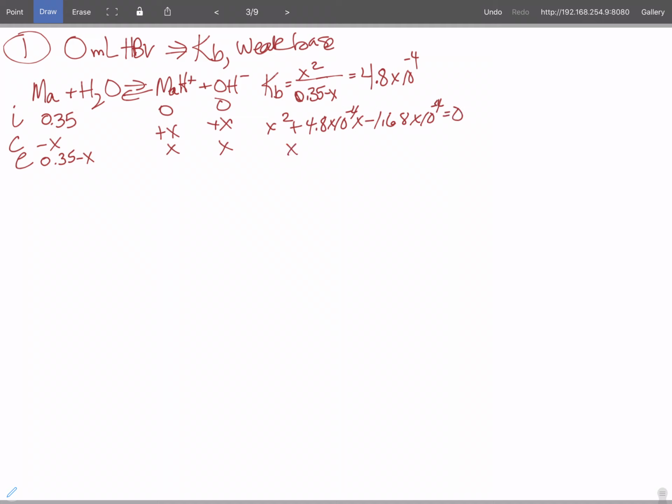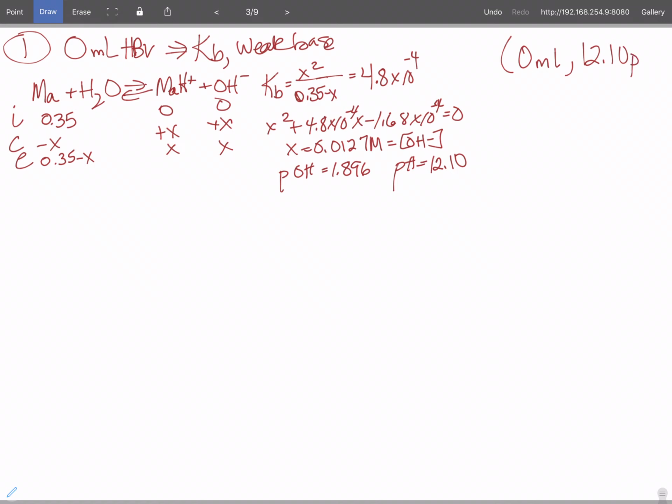So that means my x value is equal to 0.0127 molar, which, remember, is the hydroxide ion concentration. So my pOH is equal to 1.896. So my pH is equal to 12.10. So my first point is 0 milliliters, 12.10. Now, remember, this is a weak base, so we're starting with a high pH and working down. This is the first point.